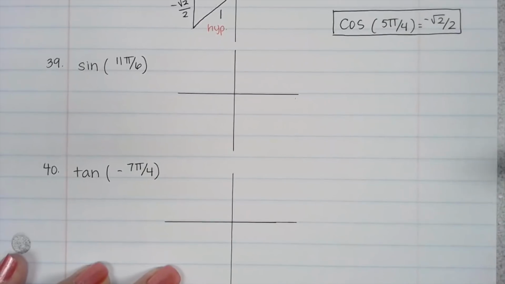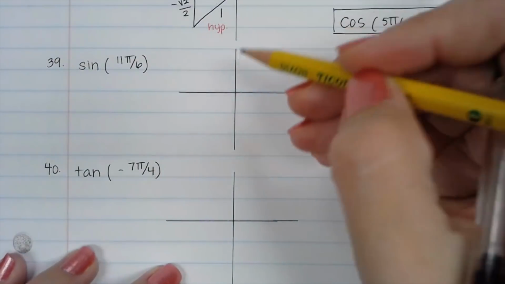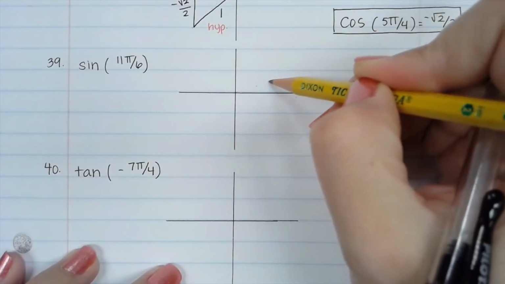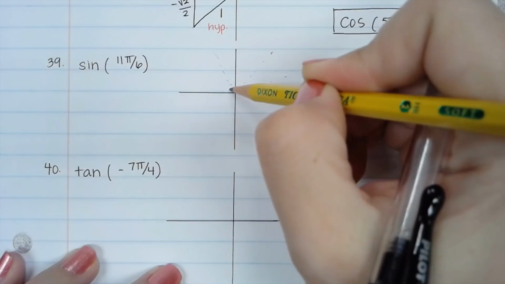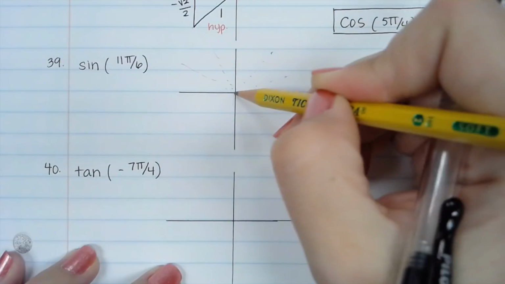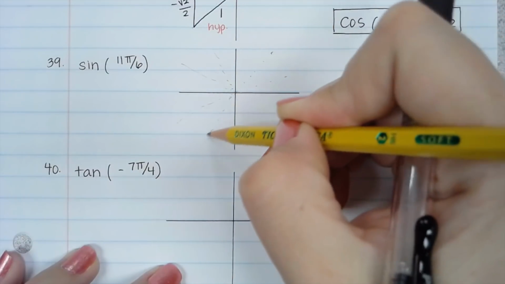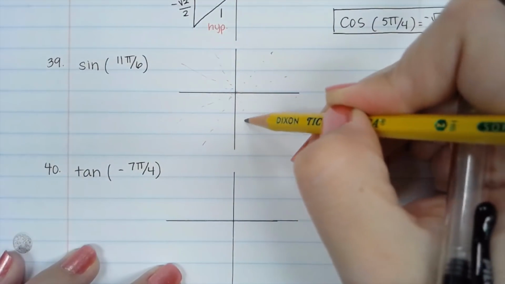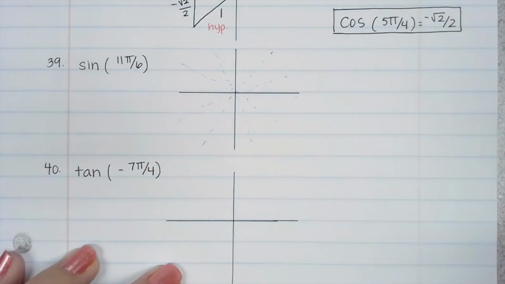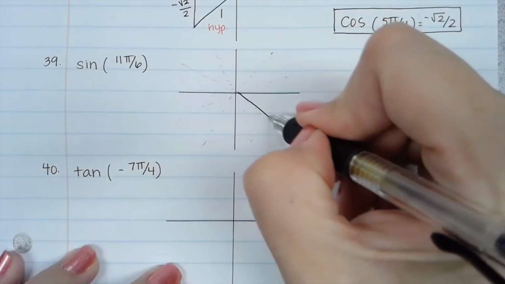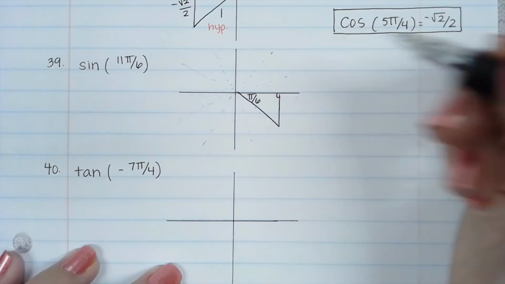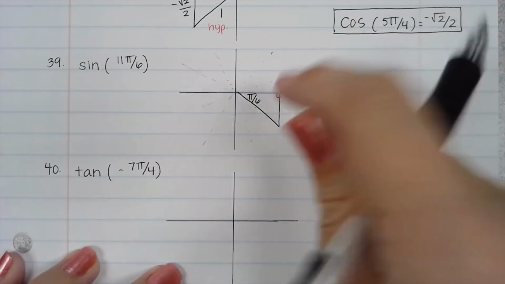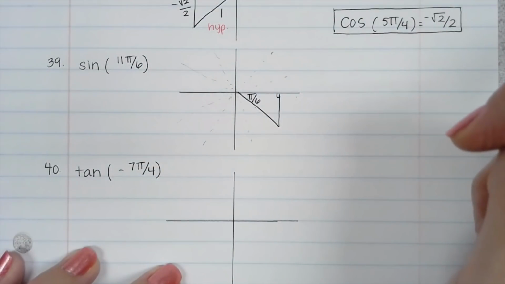And then 39 and 48 wrap up this section. So for 39, it's 11 pi over 6. So 1, 2, 3 pi over 6 would get you halfway. 4, 5, 6 pi over 6 would get you here. 7, 8, 9 pi over 6 would get you here. And then 10, 11 pi over 6 would be right here. And it would be 1 pi over 6 short of going 12 pi over 6, which would be 1 full revolution all the way around for the 2 pi.